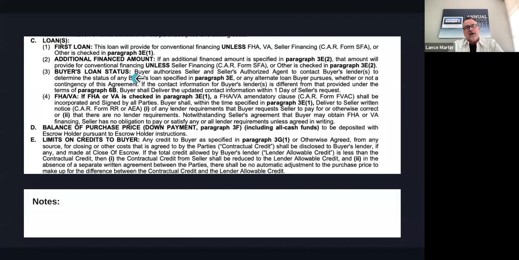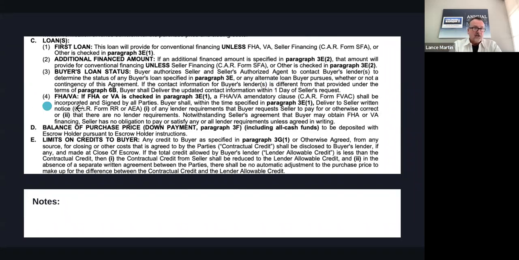Buyer's loan status. Buyer authorizes seller. You guys listen to this? The buyer in the contract is authorizing you, the seller, and the seller's agent to contact the buyer's lender. They're telling us up front we can do that. So when you call that lender and you're not getting straight answers, maybe remind them that the buyer's authorized me to do this and I need to get some information. The sad truth is most of our listing agents are not even making the phone call to the lender. Make that phone call, get that information done.